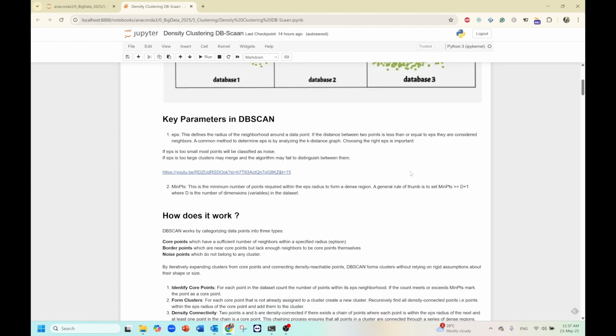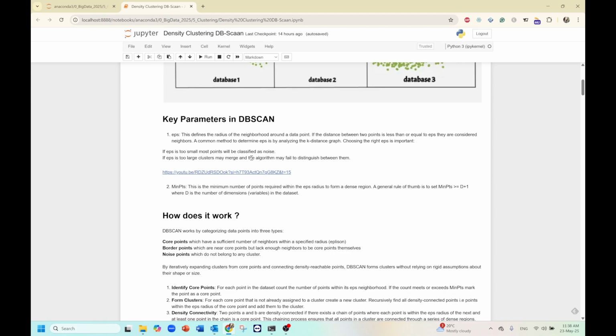And the way that it does that is through identifying two main parameters. The first parameter is the epsilon, and this defines the radius of the neighborhood around the data. So if the distance between two points is less than or equal to the epsilon, then these two points are very close to each other, aren't they? And then they are considered as core points. In some explanations, they refer to them as neighboring points, but we also refer to them as core points.